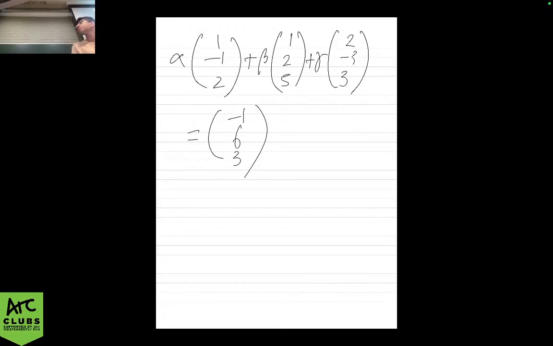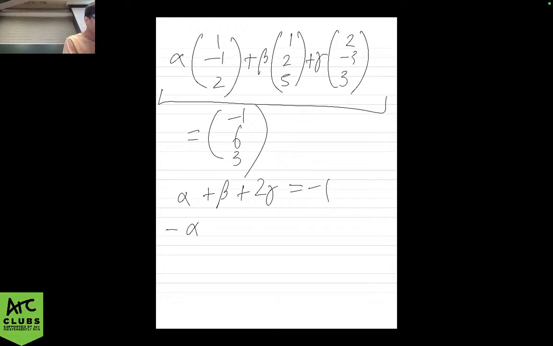Now this expression might look somewhat familiar because this is exactly how we'd write a system of linear equations. And I have 3 equations here. So my first equation would be alpha plus beta plus 2 gamma equals negative 1. And you can see I could formulate the rest of these very similarly. And we actually already have lots of tools to solve this.